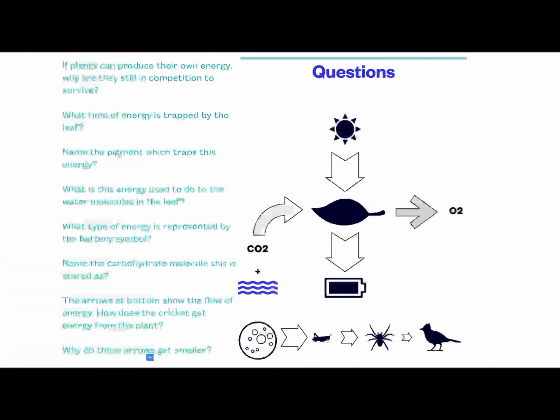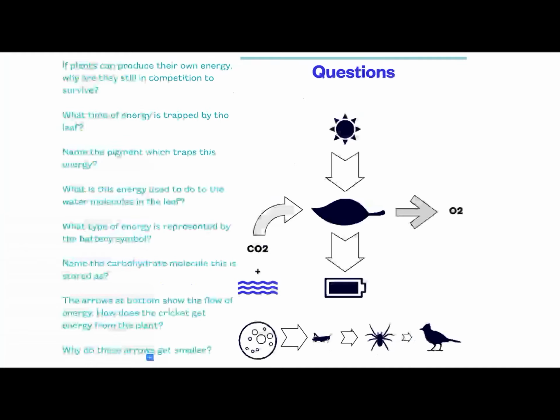Name the carbohydrate molecule this is stored as. We've not learned that yet, that'll be in the next lesson, but you may know this because you can test for this molecule using iodine. The arrows at the bottom show the flow of energy. How does the cricket get energy from the plant? The cricket eats the plants or parts of the plant to consume the energy.